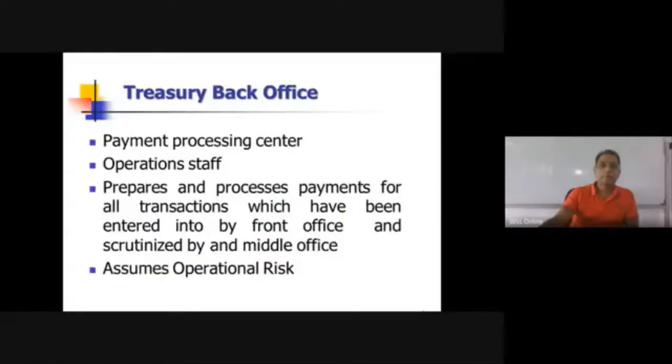Just like I said, payment processing teams, operations staff prepare and process payments for all transactions which have been entered into by the front office and scrutinized by the middle office. They assume operational risk. So in other words, transaction confirmation generation, following up that those transactions get settled, making sure that clients' deals are independently confirmed over the phone, what we call affirmation, once the dealer has done a deal. All that happens from the back office. They are more operational and they assume operational risk.